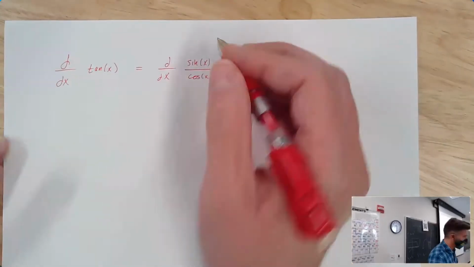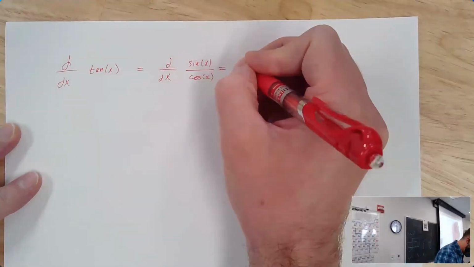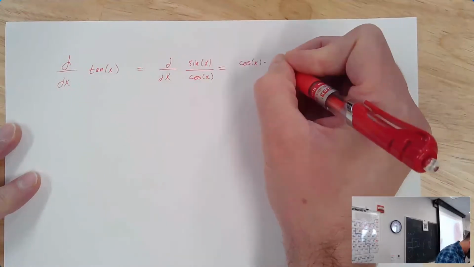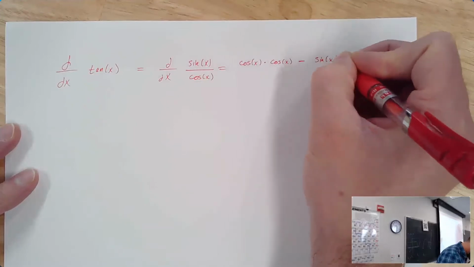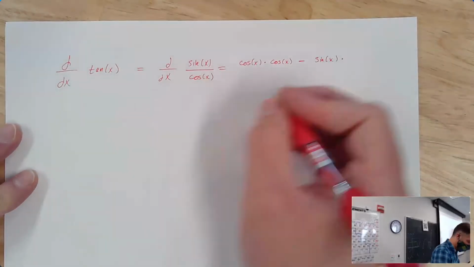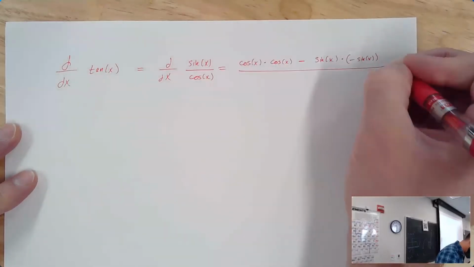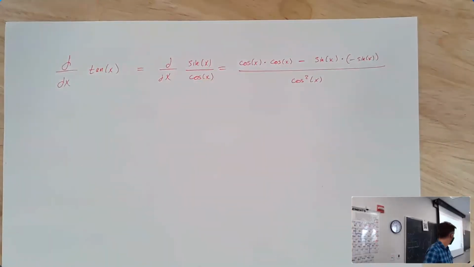We instead say, well, I know the derivative of sine is cosine. I know the derivative of cosine is negative sine. So let's use the quotient rule. It's going to be the bottom times the derivative of the top, and the derivative of sine is cosine, minus the top times the derivative of the bottom, and the derivative of cosine is negative sine of x, all divided by cosine squared of x, the bottom squared. Although we could leave it like that, we shouldn't. This is definitely one we should simplify.